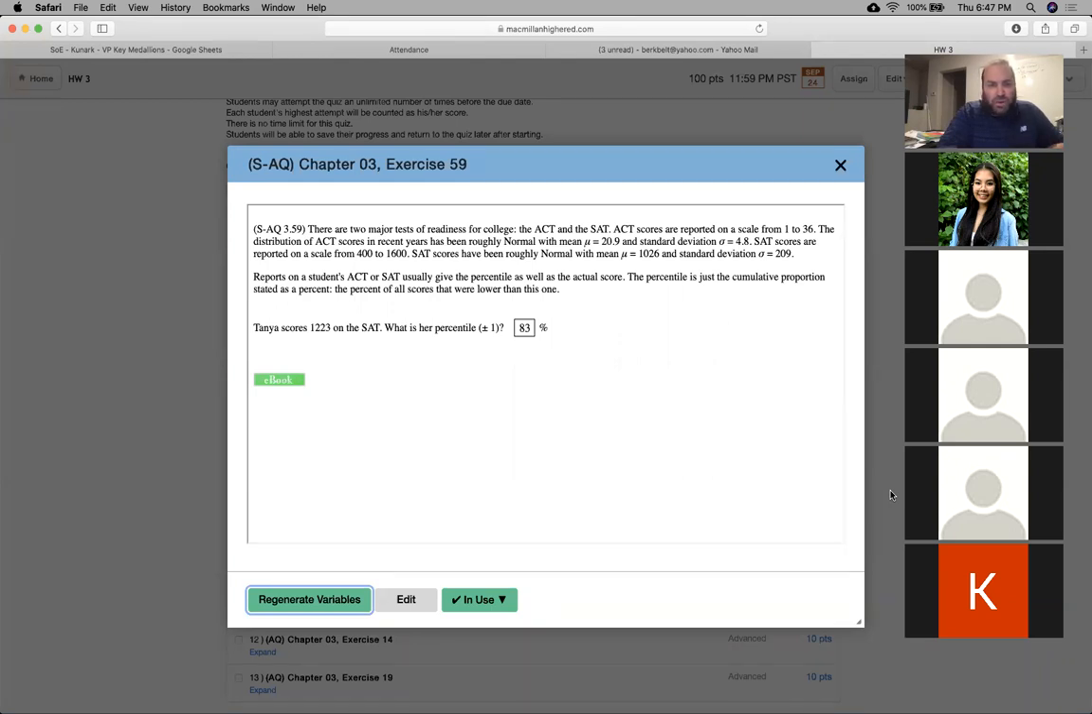Okay. So this is a similar question. Tanya scores a 1223. What's her percentile? In other words, what percent is less? So that's to go to the calculator. This is very similar to the other ones. I don't want to do every single one because it's a little redundant. I think now that we've done a few, hopefully the rest of them will make sense. If they still don't make sense, then feel free to come to my office hours or email me, and hopefully I'll answer all of them this weekend.